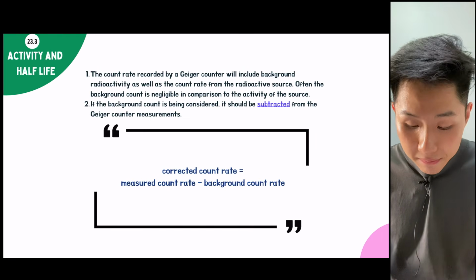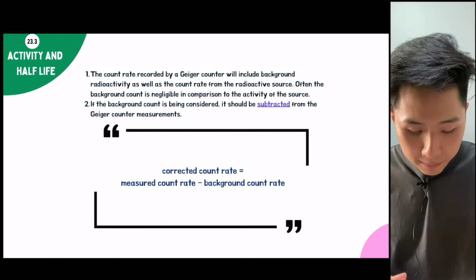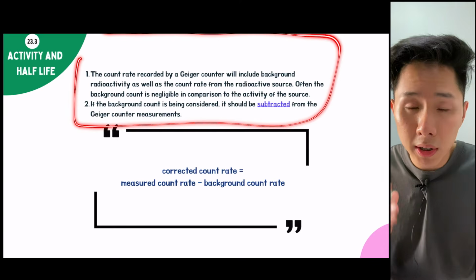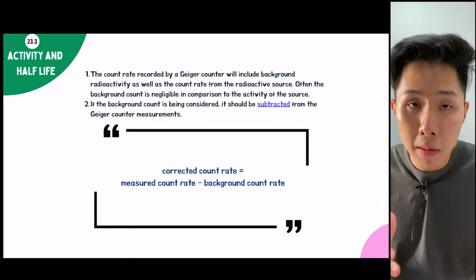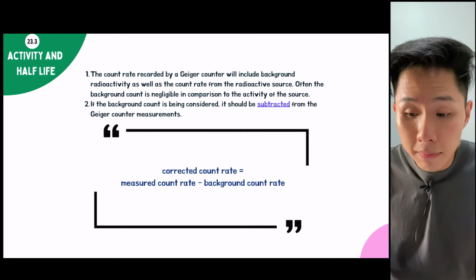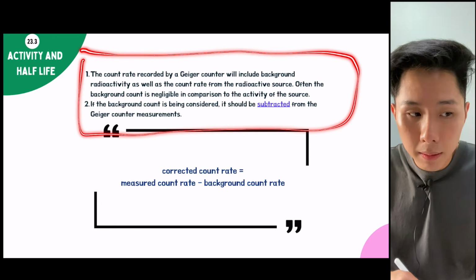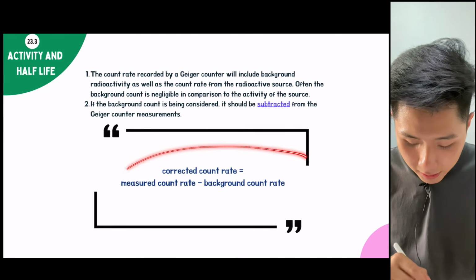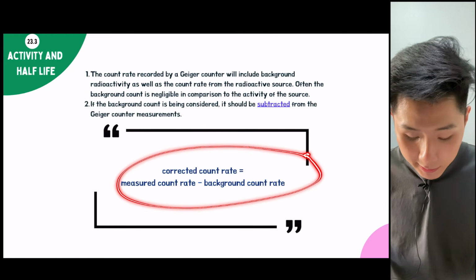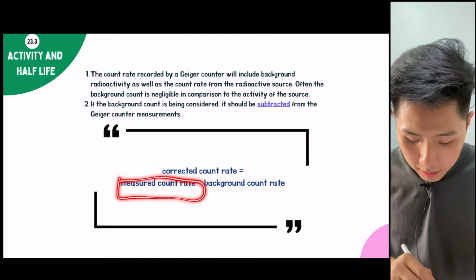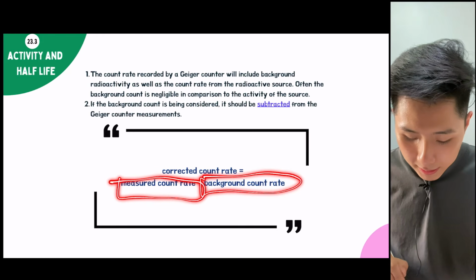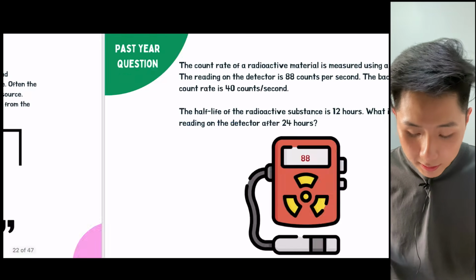Great. So when doing this type of question, do note that sometimes we also want to consider the background count rate. Remember, radiation can come from the ground, the house, anywhere. So we need to consider the background count rate. So to get the corrected count rate of the substance, whatever we measured, we minus the background count rate, then this is our exact corrected count rate.